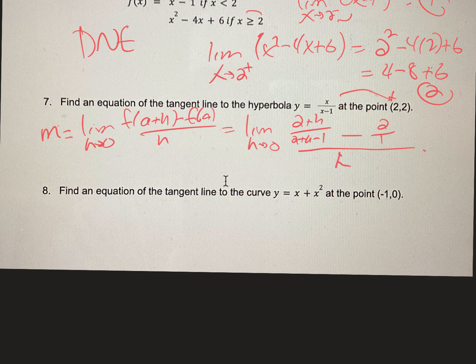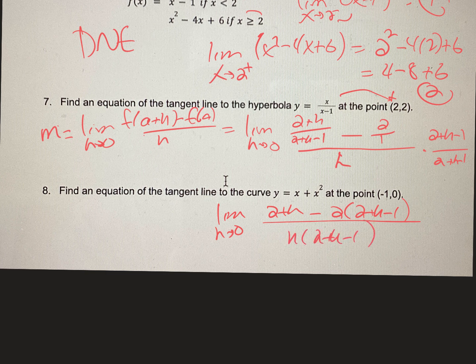So I'm going to multiply the top and bottom by the LCD, which is 2 plus h minus 1 over 2 plus h minus 1, which gives me the limit as h approaches 0 of 2 plus h minus 2 times 2 plus h minus 1 all over h times 2 plus h minus 1. That's a plus h minus 1 on the bottom. All right, my numerator then becomes 2 plus h minus 4 minus 2h plus 2 all over h over 2 plus h minus 1.